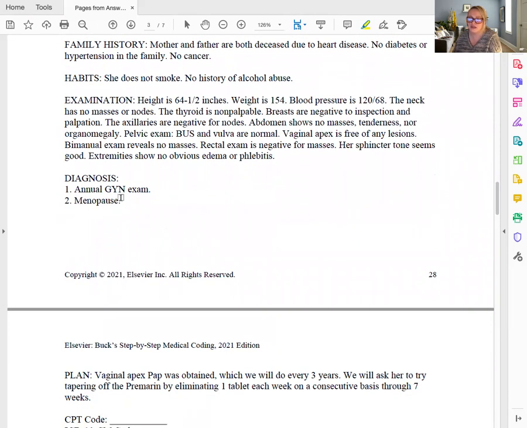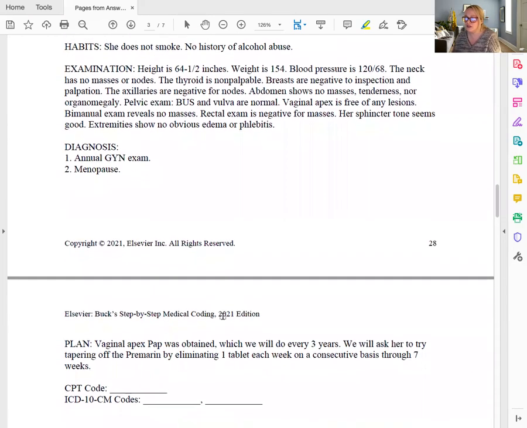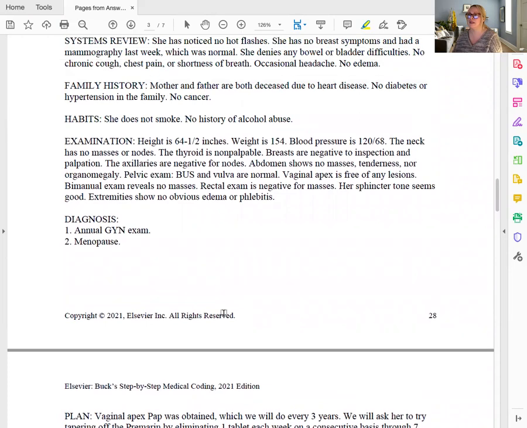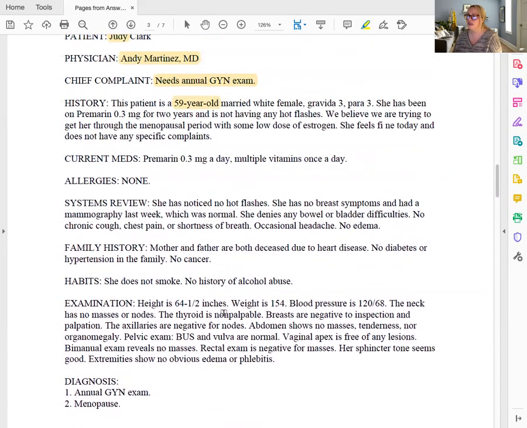Honestly, a diagnosis of menopause and annual GYN indicates to me that there's no additional office visit, because the GYN will include any age and gender appropriate discussions and conditions that are also treated at the same time. I can look and see if there's any specific details that might support a higher level in addition to the E&M for the GYN, but most likely I'm not going to find that.